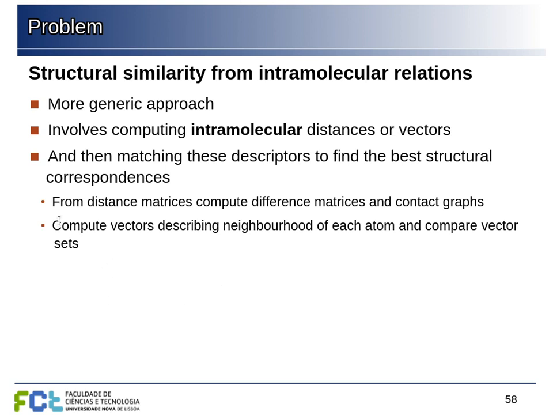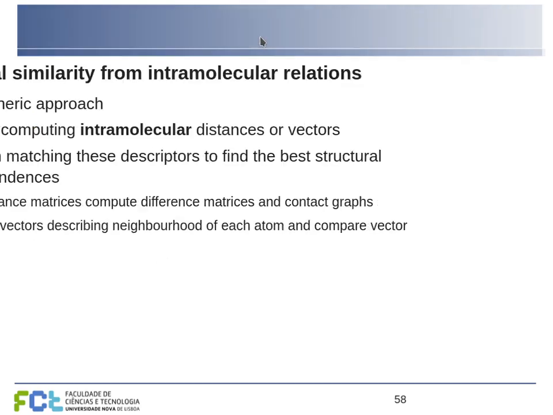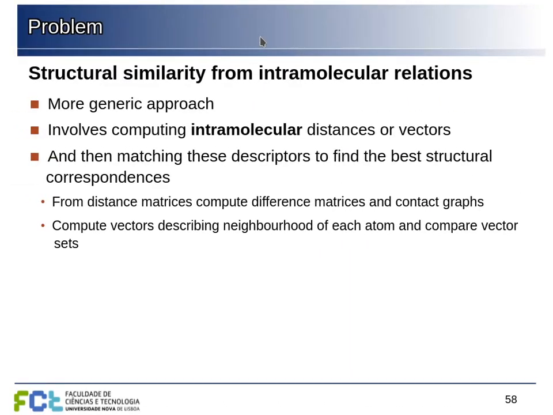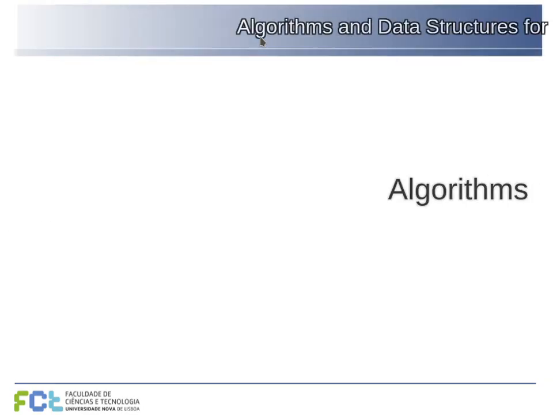We can also use descriptions of the neighborhood around each atom by computing vectors to atoms in the neighborhood on different residues. I'm going to talk a bit about this in one of the algorithms for aligning the structures.